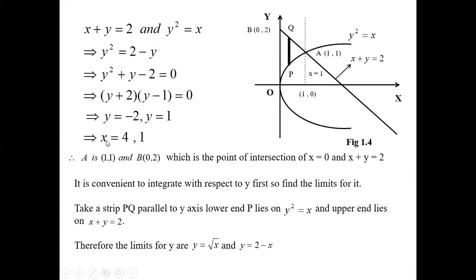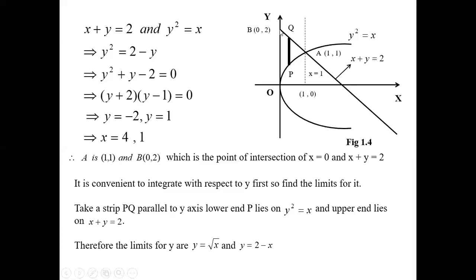So y may be equal to minus 2 or y is equal to 1. What about x? X may be equal to 4, because when y is equal to minus 2 goes on this side, minus 2 becomes plus 2, so x is equal to 4. And when y is equal to 1, x is equal to 2 minus 1, which is 1. Therefore, A is the point 1, 1 and B is the point 2, 0, which is the point of intersection of x is equal to 0 and x plus y is equal to 2. So you want to find this point.